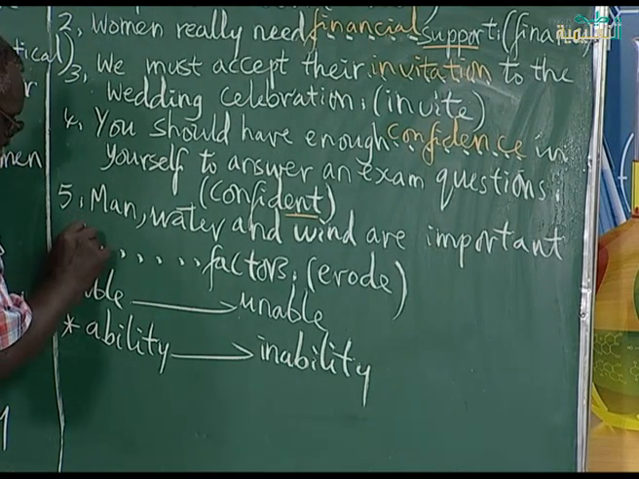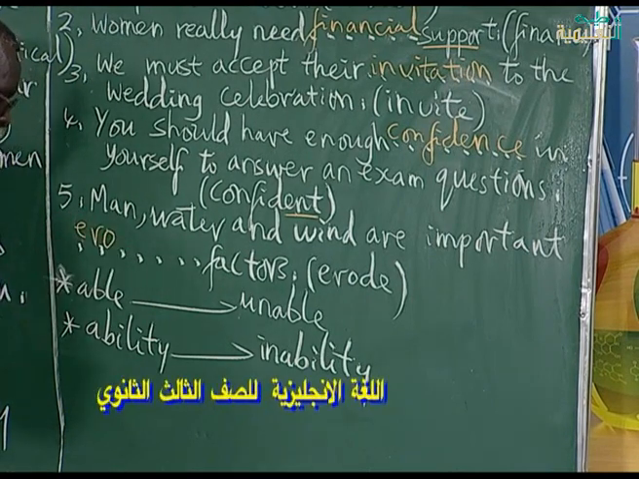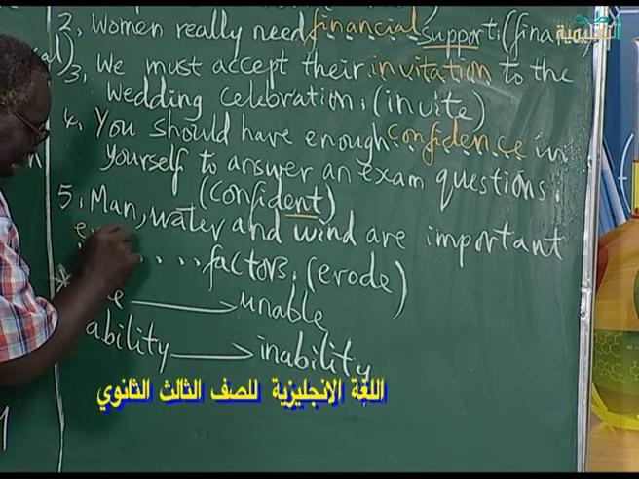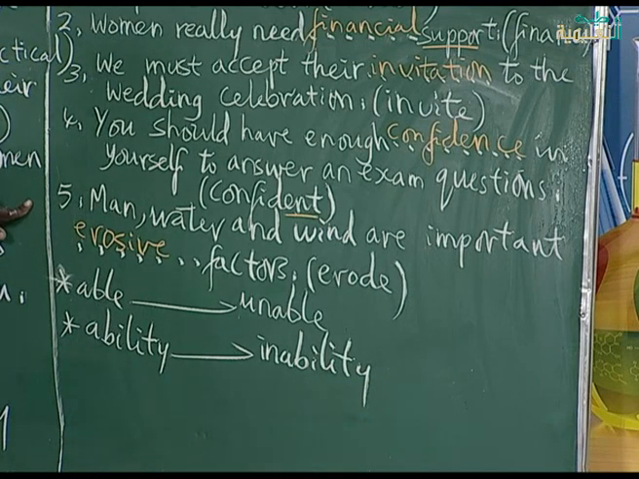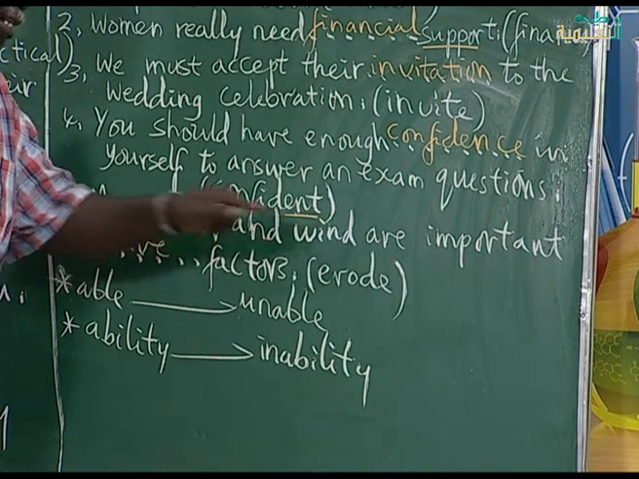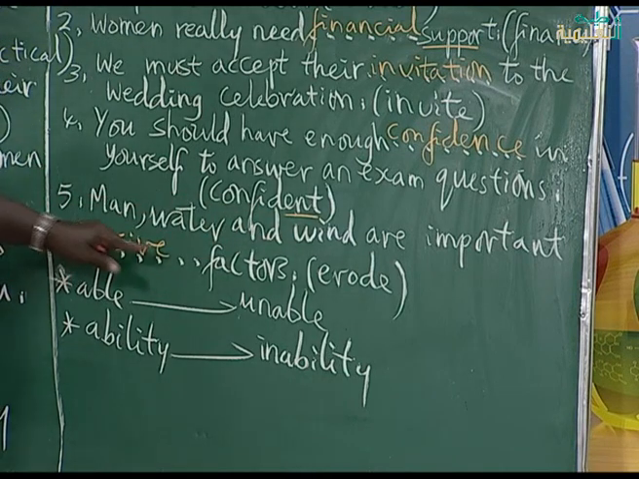Erosive. But here you have to be very careful. What shall I do in this case? Yes, we drop the DE and then we bring S and we add the suffix IVE. It is going to be erosive. So the sentence reads, man, water, and wind are important erosive factors.